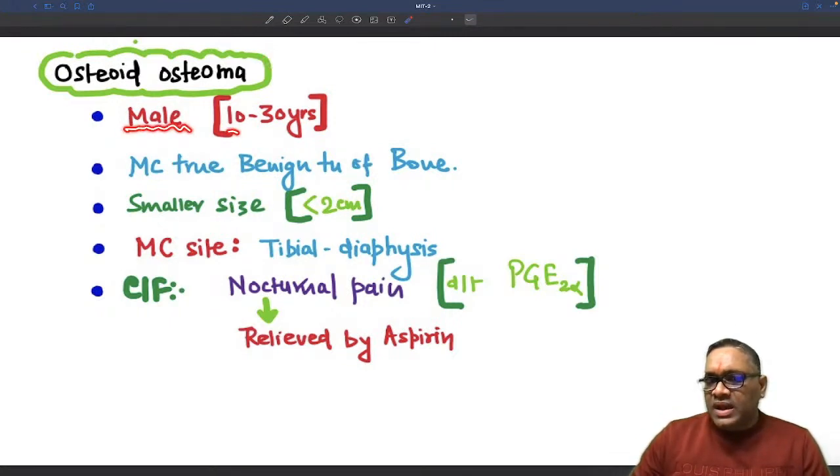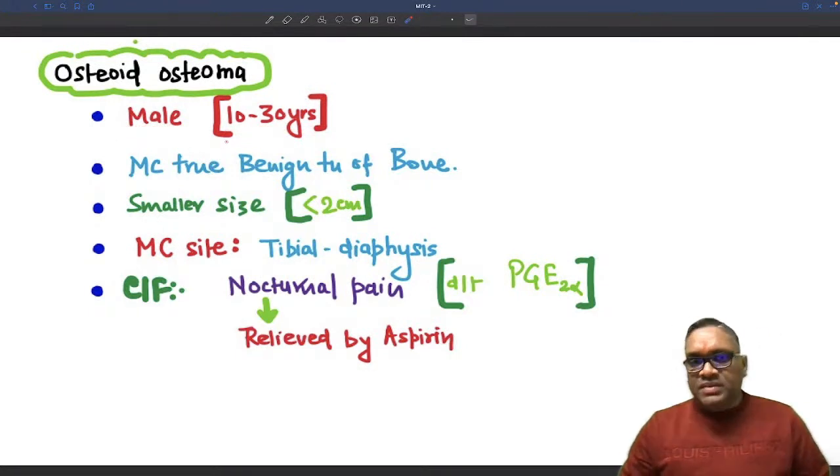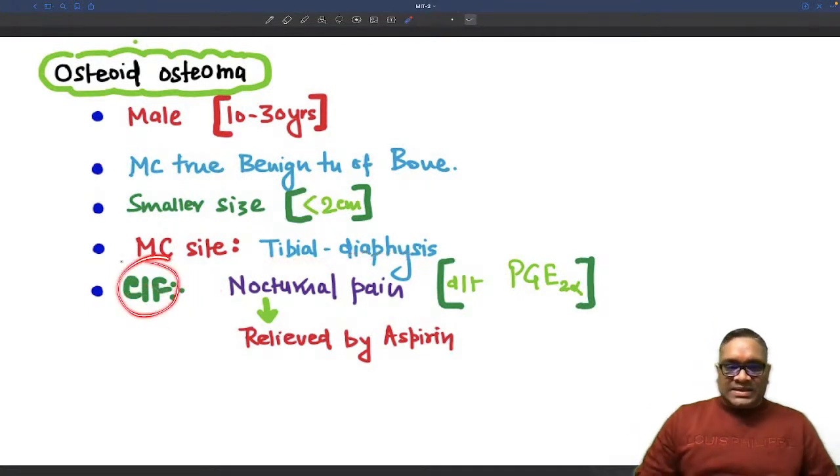Usually it will be a male, a younger male, in the 10 to 30 years age group. And remember, osteoid osteoma is the most common true benign tumor of the bone. They are smaller in size, less than 2 cm, and their most common site is the tibial diaphysis, right? And in this, what is the characteristic clinical feature?